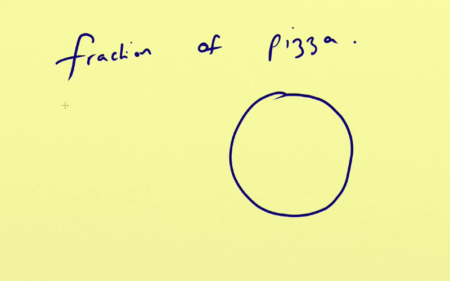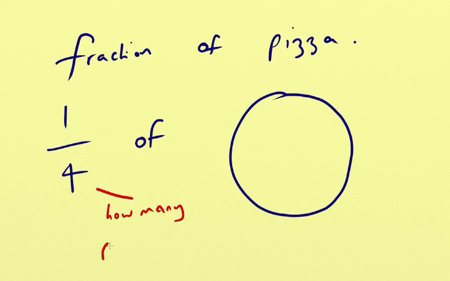Now let's say I wanted a quarter of the pizza. It's all about what these numbers mean as part of this fraction. So if we take this bottom number to start with, this bottom number means how many pieces make up the whole pizza. So that bottom number means how many pieces make up the whole pizza.